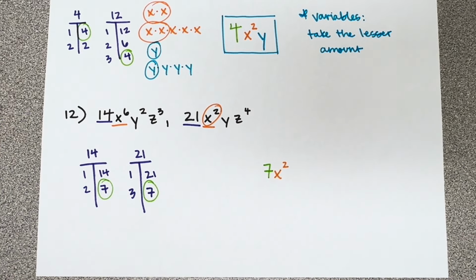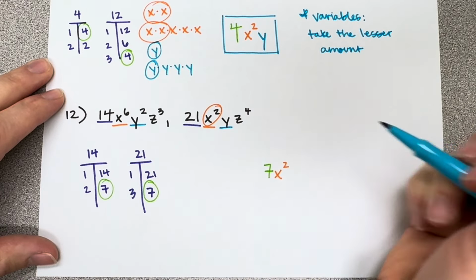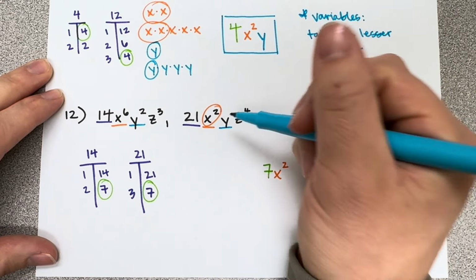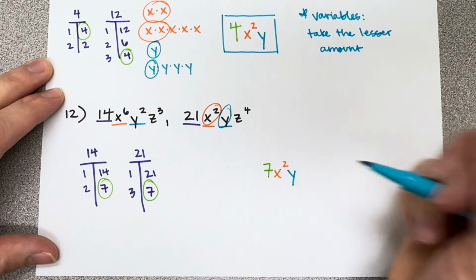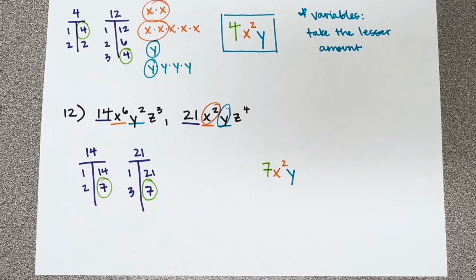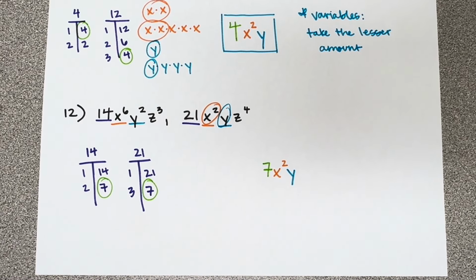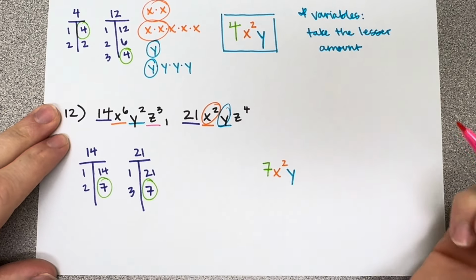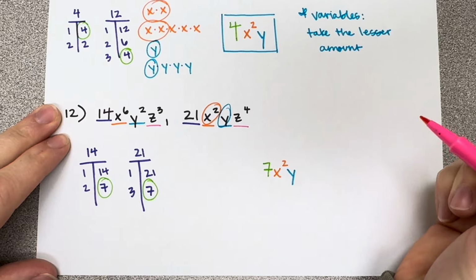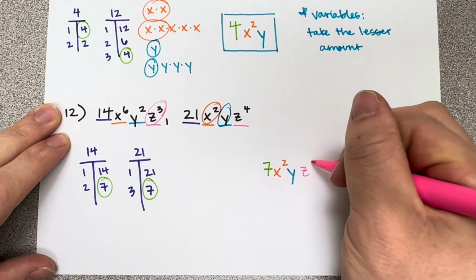Okay, do the same thing for your y's. This term has 2 y's. This one just has 1 y. Take the lesser amount. I'm going to take 1 in my final answer. They both have at least 1 or 1 in common. Okay, and finally, now I'm going to look at my z's. First term has 3. Second term has 4. I'm going to go ahead and take the lesser amount, which is 3. So z cubed.